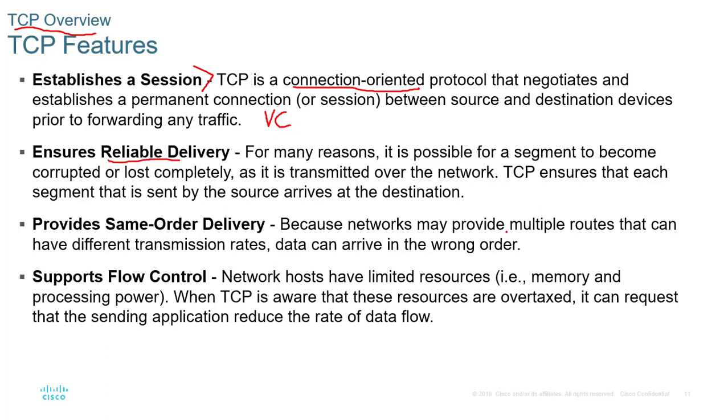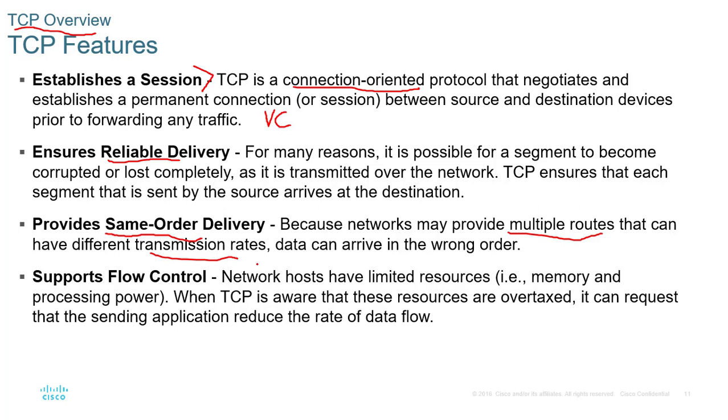And there may be multiple routes between two devices. If they're passing traffic through the internet, there's multiple routes between those hosts. And they have different transmission rates and delays, so data conceivably can come in the wrong order. And so the transmission control protocol will provide for reordering of data as it's received to ensure that it's in the proper order.